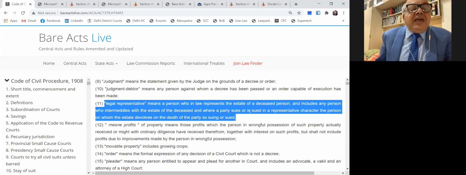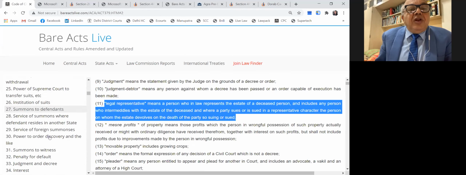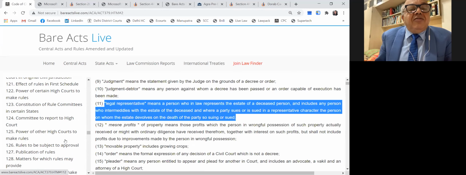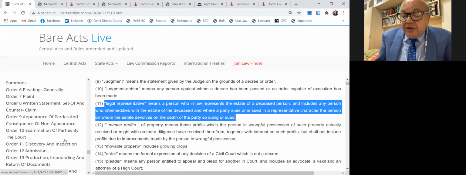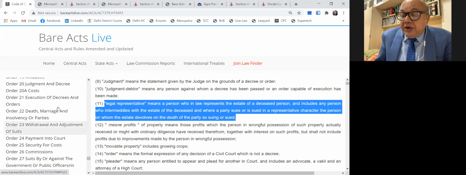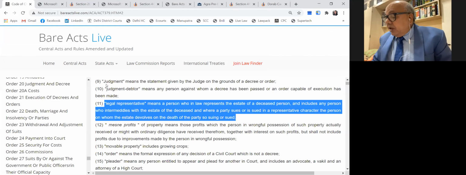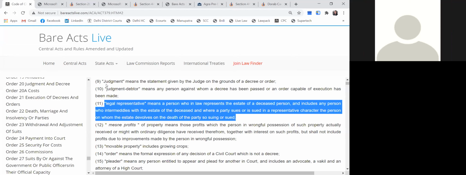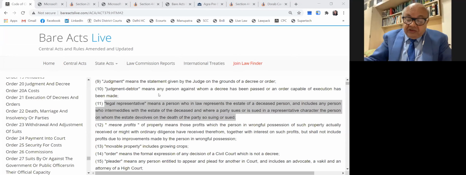It is not only the heirs, children. It is not only the persons entitled under the will, but also persons who intermeddle, creditors. Suppose your grandfather or father has taken a loan from the bank. A creditor also is a legal representative. So he can intermeddle. Now, this definition of legal representatives of a decree holder, you can see in Section 146.